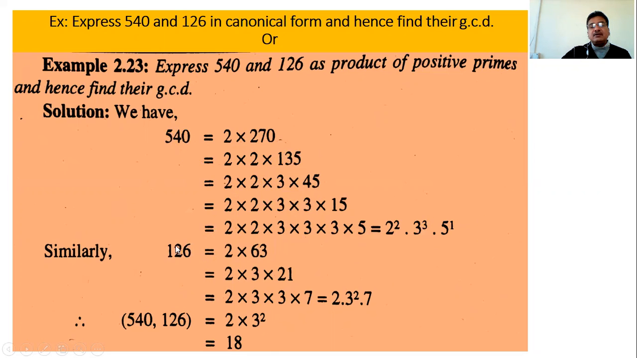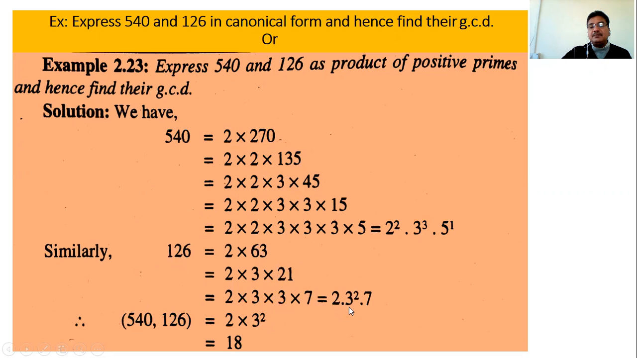And what is the canonical form of 126? That is, divide this 126 by 2, 63. Then divide this 63 first by 2, but 2 is not a divisor. Then take 3. Divide by 3. Then 3 into 21. Then divide this 21 first by 2, but 2 is not a divisor. Then take 3. 3 into 7. And then 2 raised to 1 into 3 raised to 2 into 7 raised to 1. This is the canonical form of this number.